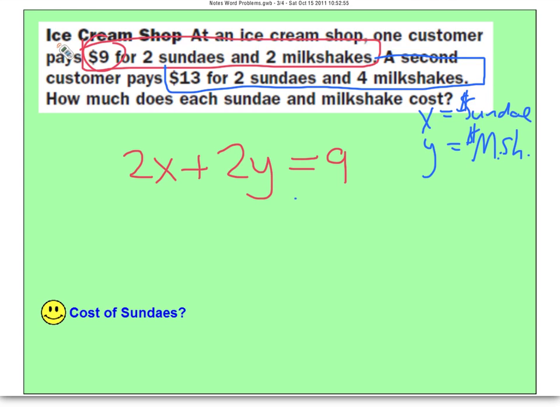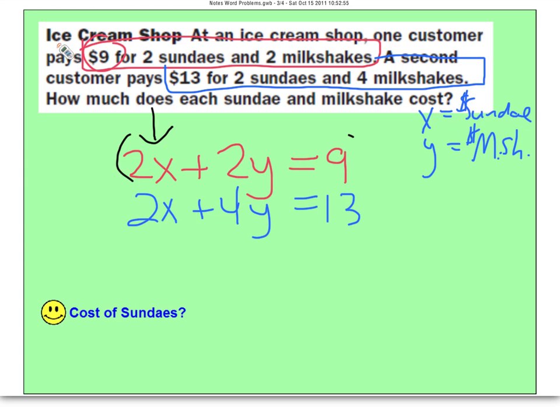Customer 2 spent $13 in total. They bought 2 sundaes at X price and 4 milkshakes at Y price. Solve any method. I am going to use linear combination, and I'm going to choose in this case to get rid of the X's. They're both 2's. I'm just going to make one -2.